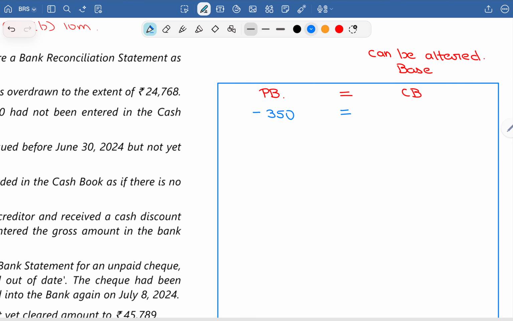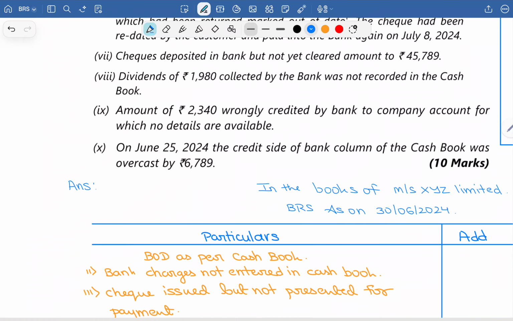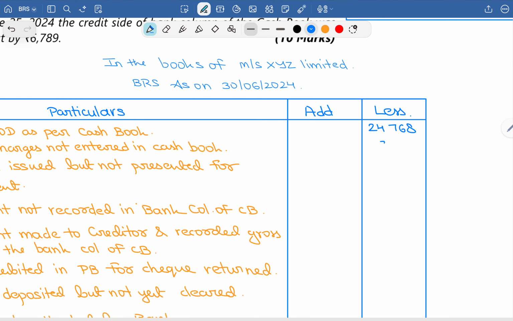My passbook has to be equal to cash book. Cash book is my base. It can be altered. So cash book is my base and it can be altered. So to make passbook equal to cash book, I have to deduct here 350 to make cash book equal to passbook. So less column, adjustment number 2, 350.